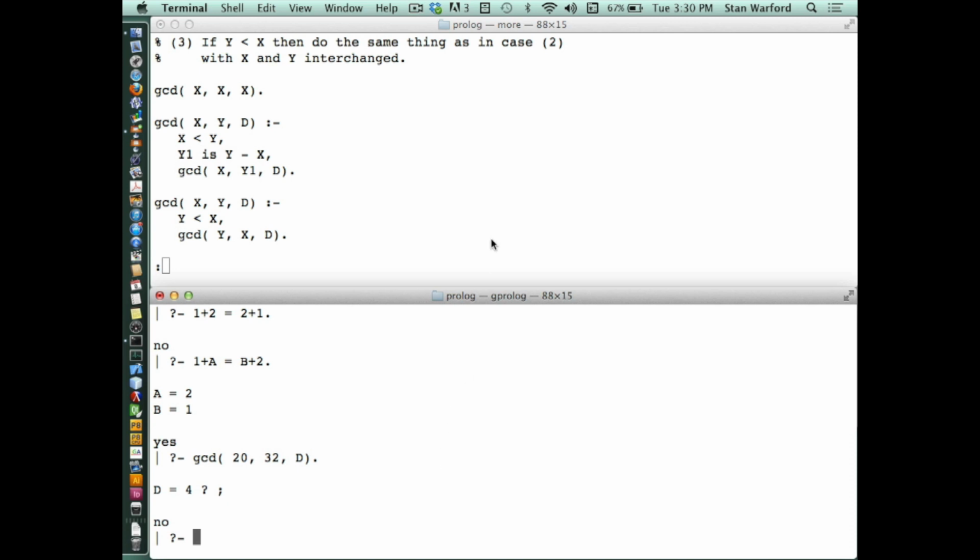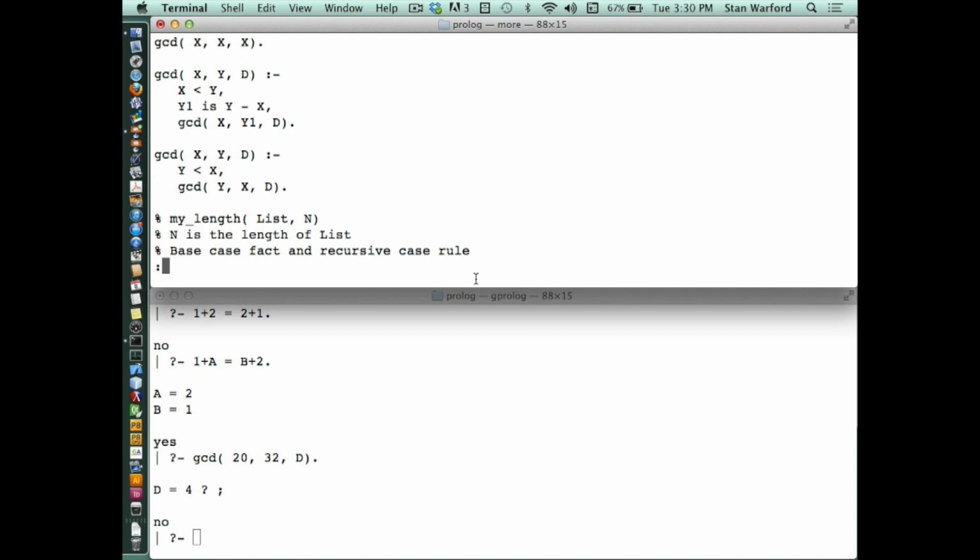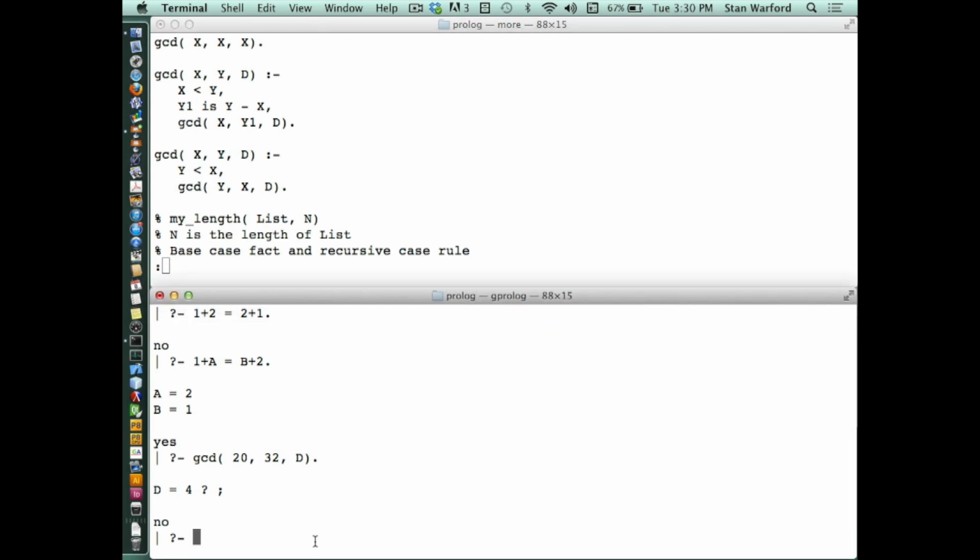Now, here's another one. Check this out. My length. List, N. So here's how my length is going to work. Let's see if we can code this up really quickly. My length, L-E-N-G. Now watch this. Let's do A, B, C, and then capital N. So what do you think? My length, N is the length of the list. So this should be 3.